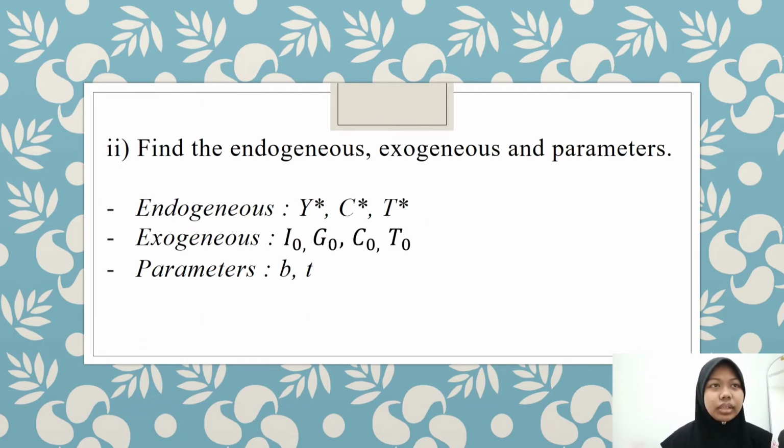Find the endogenous, exogenous and parameters. Endogenous is what we need to find, so the answer is Y, C and T. Exogenous, we can find based on the null sign at the back, so the answer is I null, G null, C null and T null. The parameters are the rest of the problem, which are B and T.